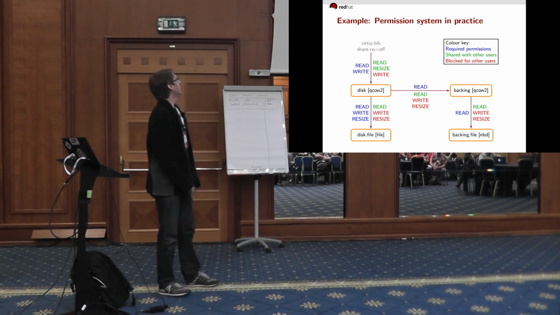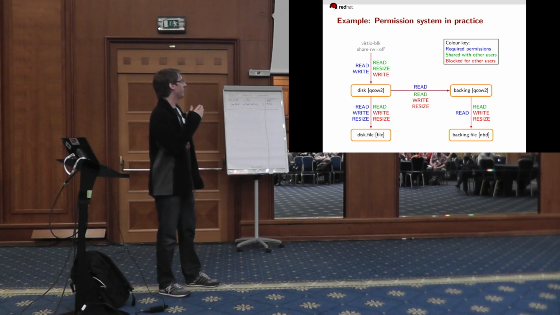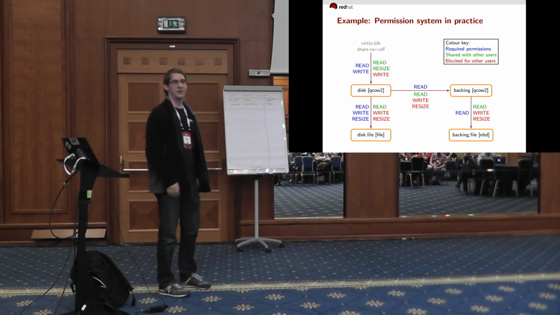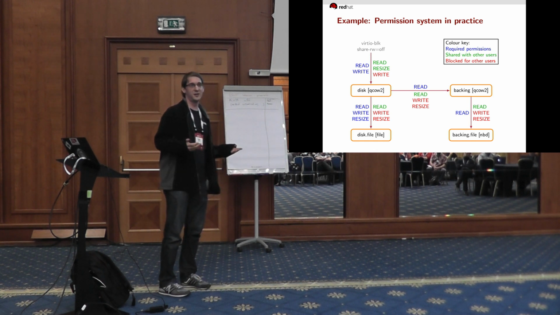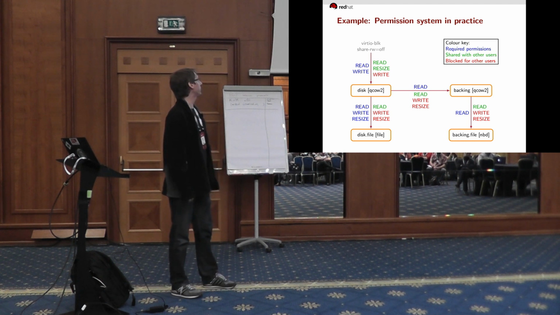And then the permissions basically propagate through the graph, but they do change according to the requirements of each node. For example, the qcow2 driver will need to resize the image because it's a sparse format, so the image file might grow. We require resize.